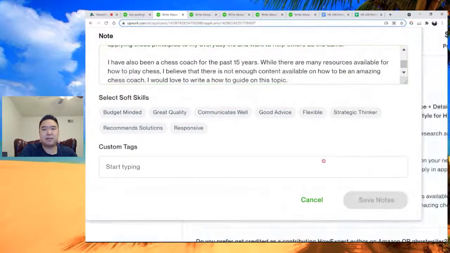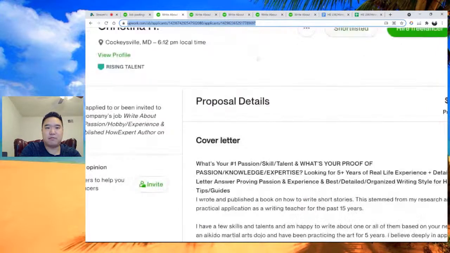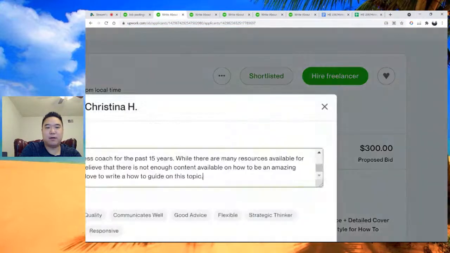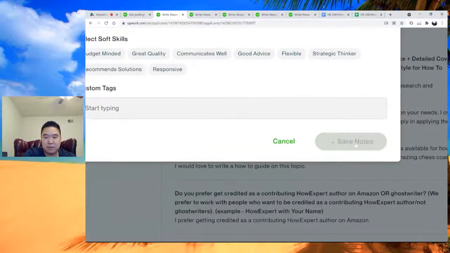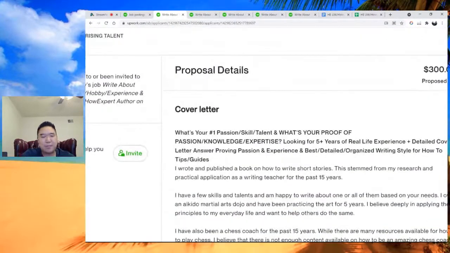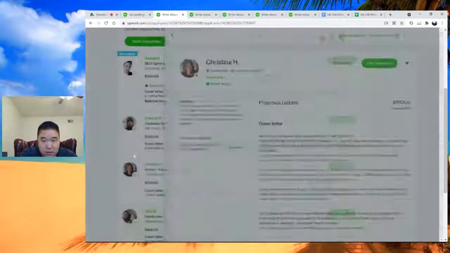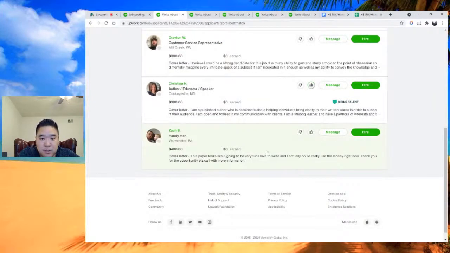Click on Save Notes and see if it works. Oh, it works. Sometimes it works. Okay, that's great. So right click and copy the profile's application URL. Click on this, edit the note, go down and paste it again. Paste it, go back and click Save Notes. So we're just gathering information from the freelancers and seeing who we shortlist and so forth.